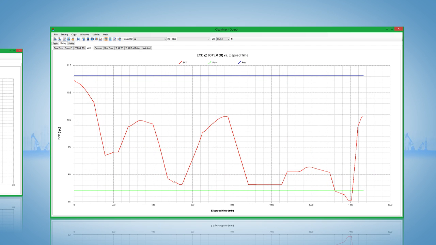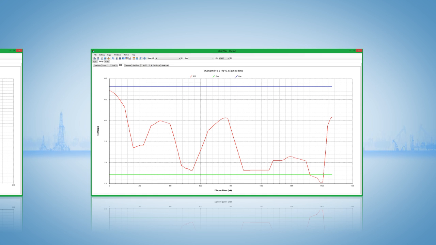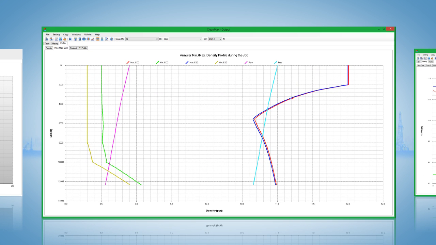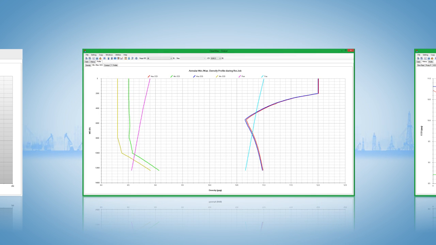ECDs at total depth and other weak zones are plotted versus time or volume against pore and fracture gradients. The maximum and minimum ECD profiles are also compared with formation pressures to ensure the wellbore's integrity throughout the operation.